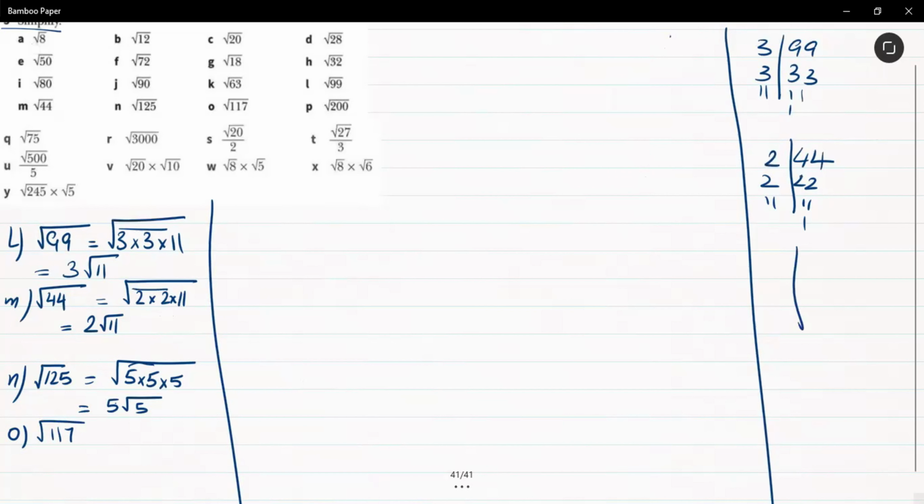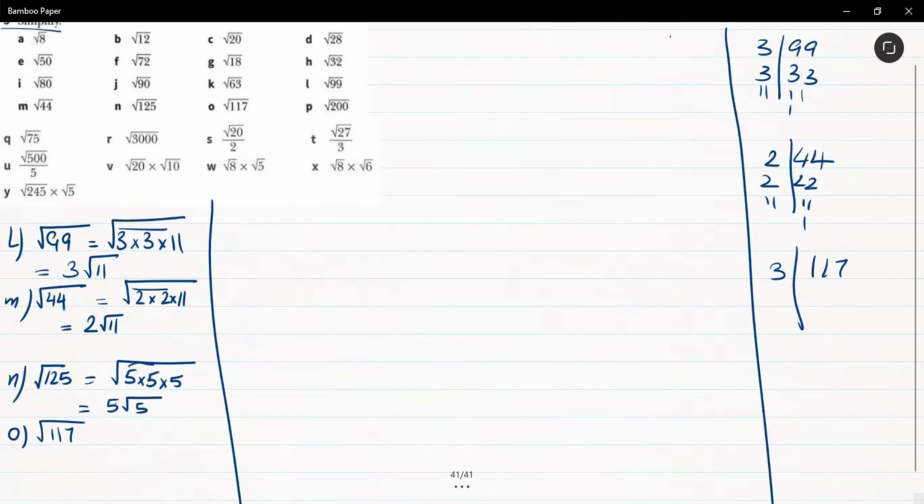Now, if I were to take the LCM of under root 117, 3 9s are 27. Wait a second. I think I made a mistake here. A really silly one.